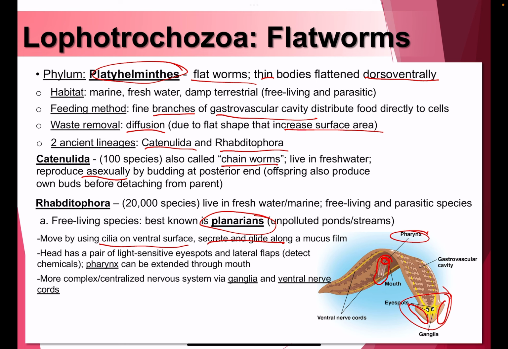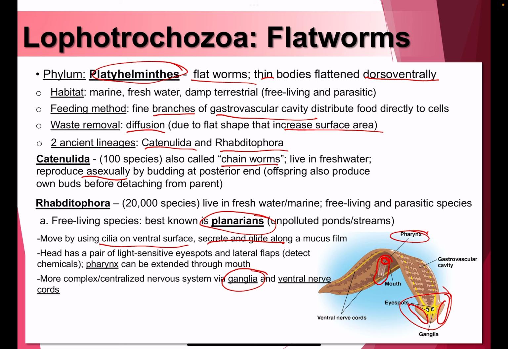Now, a more complex centralized nervous system appears in these flatworms compared with the other species we talked about, the cnidarians or the poriferans. They have a more centralized nervous system using ganglia. Ganglia usually means a group of neural cells. That's why now you start to have the word ganglia, because it's not just nerves being distributed around.